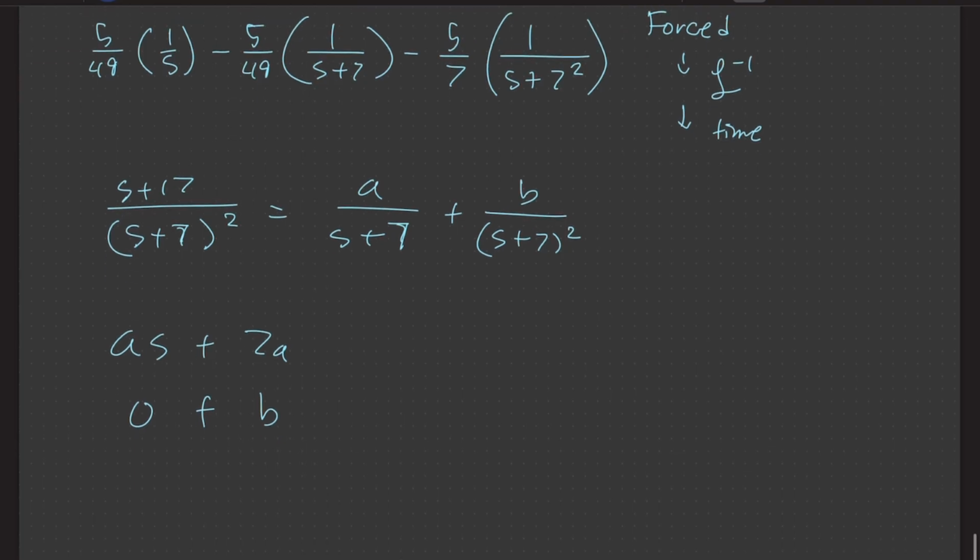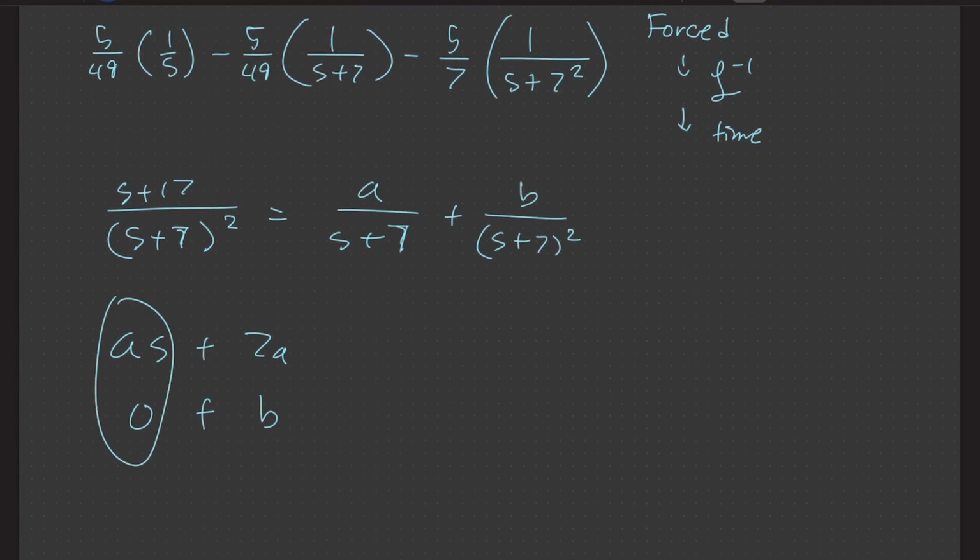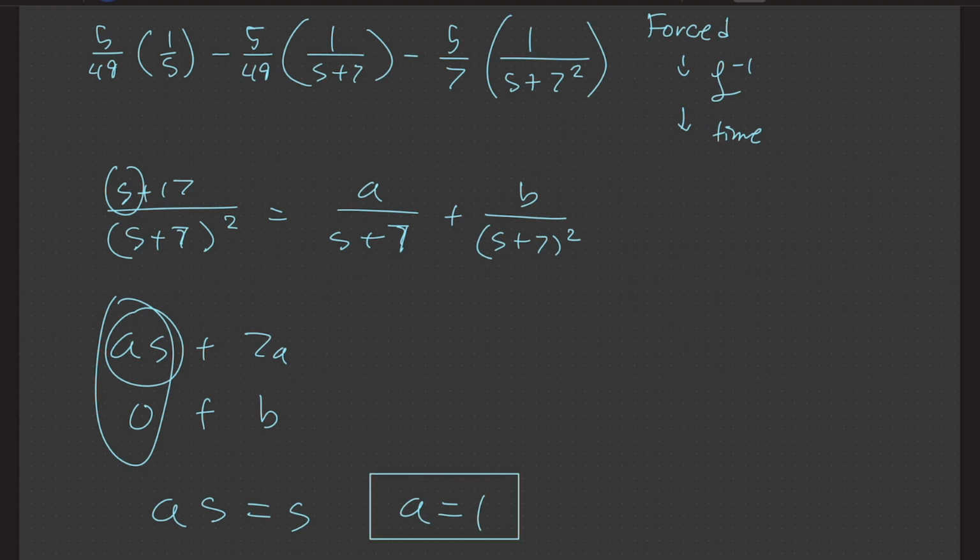Okay, pretty simple. As we can see here, a is the only term with the s term, right? And our only s term is s. So as is equal to s, which means a is equal to 1. Okay. Next, we have 7a plus b. Okay, and this will be equal to the constant term, 17. Okay, so if a is equal to 1, that's 7 plus b. That means b is equal to 10.